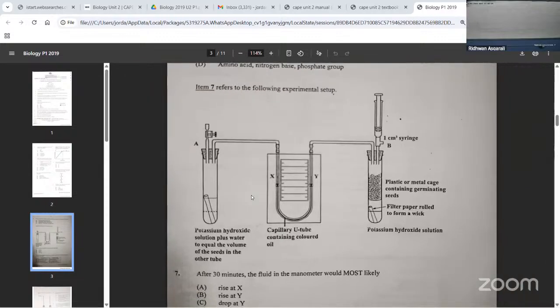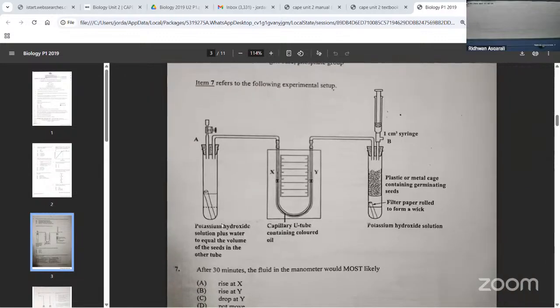Right. 7, you have the following experiment. Potassium hydroxide solution plus water, to equal the volume of the seeds in the other test tube. You have a capillary U-tube with colored oil, and then you have a syringe, a plastic or metal cage containing germinating seeds, and filter paper. So you have a potassium hydroxide solution. Right.